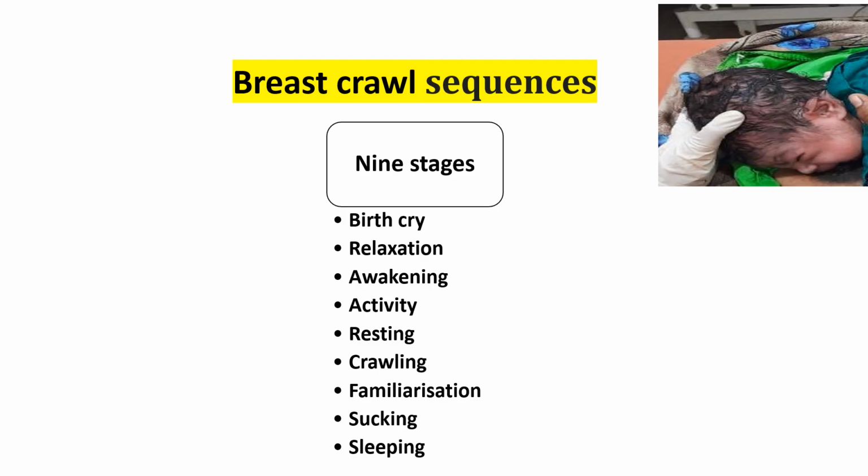What are the breast crawl sequences? There are 9 stages. After the birth cry, when we keep the baby in the breast crawl position, first the baby will be relaxed. Then the awakening stage occurs, then the baby becomes active, then resting. Then by crawling, the baby localizes the nipple, and by the rooting reflex, the baby can start sucking. In between, the baby first familiarizes with the mother's breast and nipple, and after sucking, after taking the first feed, the baby sleeps. So these are the 9 stages of the breast crawl method, or we can call them the breast crawl sequences.